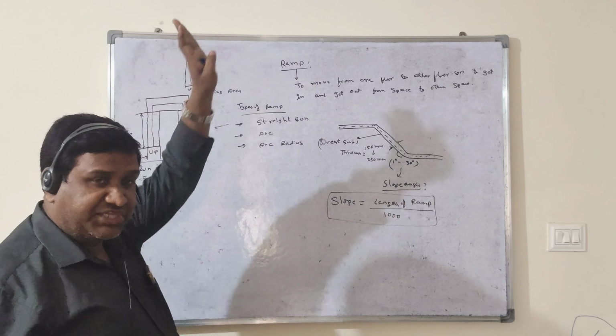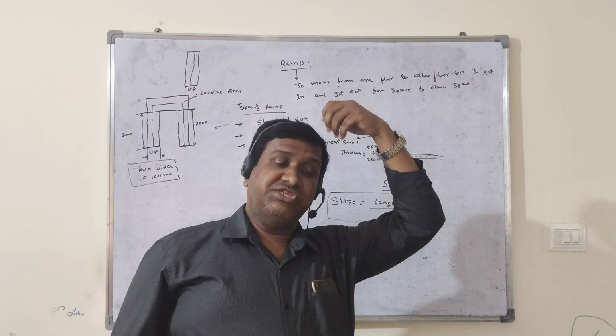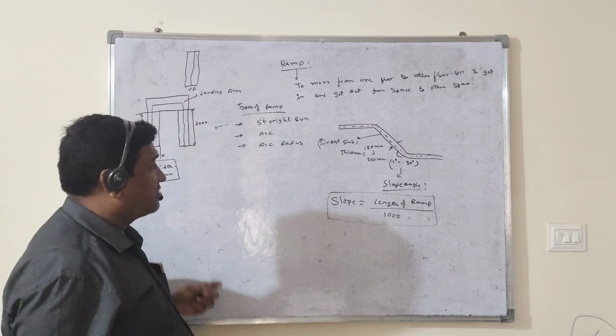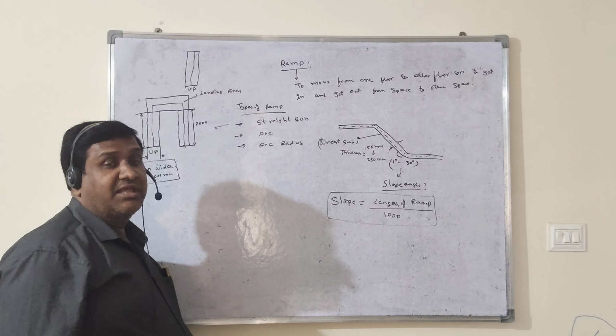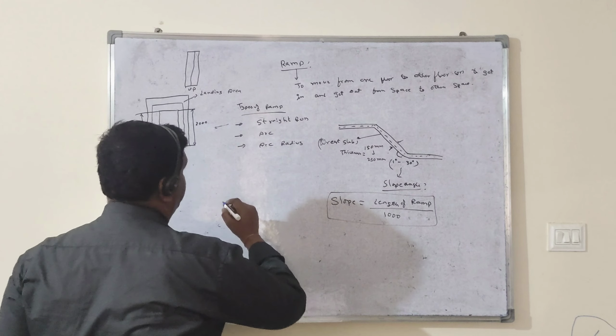And when it is going to touch the top of the floor, maybe the angle may be changed, but the starting angle will be 4 degrees. Like that, the slope angle you have to decide by measuring the length of the ramp everywhere in a project.